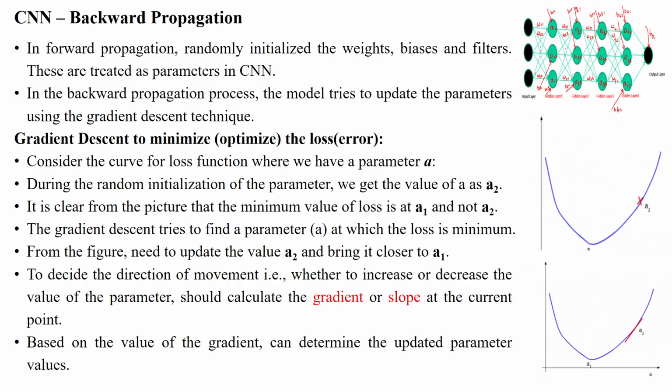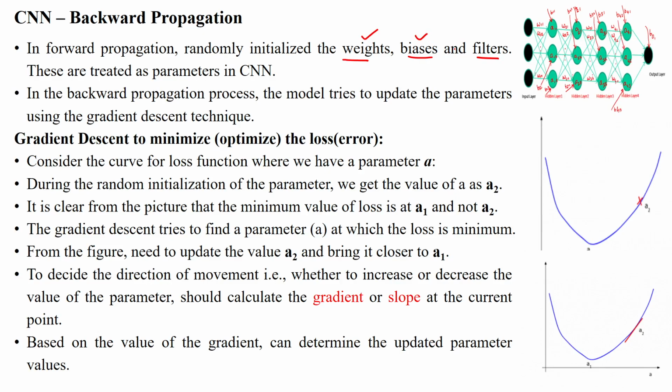Hello everyone. In convolutional neural network, the backward propagation is used to update the parameters in the given network. Here, the parameters are weights and biases. The weights are given through the filters of the given kernel, right? So here, these weights will be used in the fully connected layer.